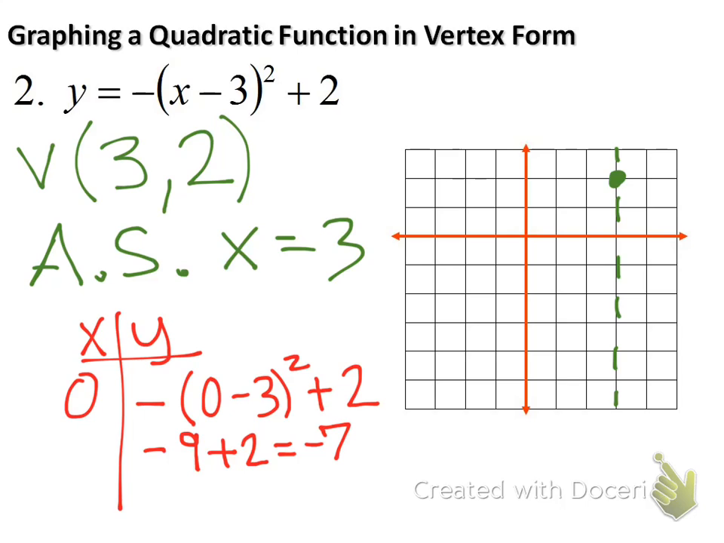Order of operations messes a lot of people up here. This is negative 3 squared, which is positive 9, but you have that negative out front, so it's negative 9. Plus 2, so negative 7.